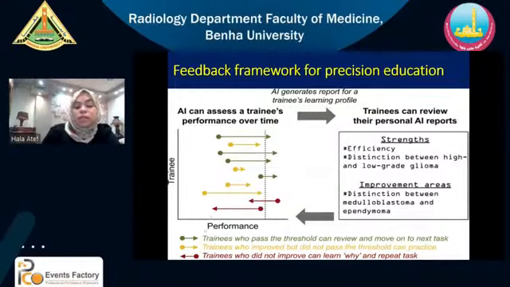Green color means the trainee passed the threshold and can move on to the next task. A yellow color means the trainee improved but didn't pass the threshold and can practice. Red color means the trainee didn't improve and can learn why and repeat the task. Also, trainees can review their personal AI reports and check their strength points, for example distinction between high or low-grade glioma, and check the points and areas which need improvement, such as distinction between medulloblastoma and ependymoma, for example.